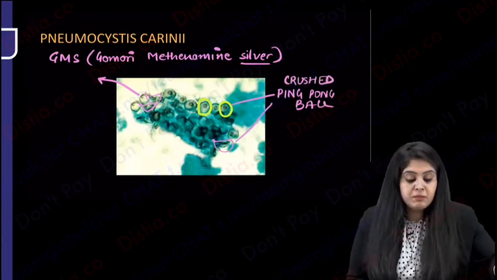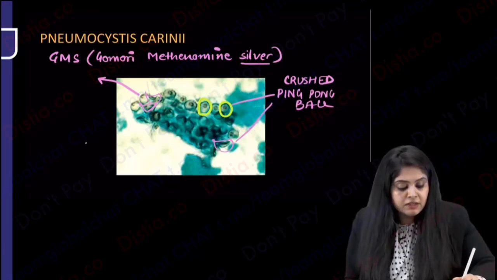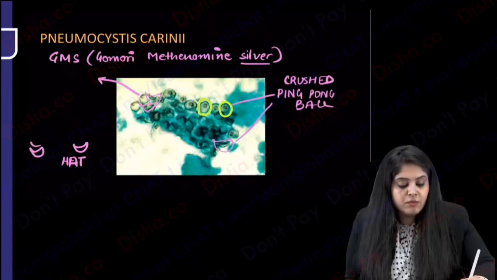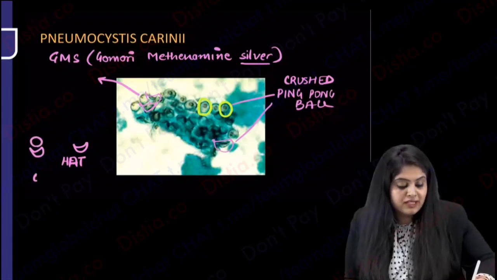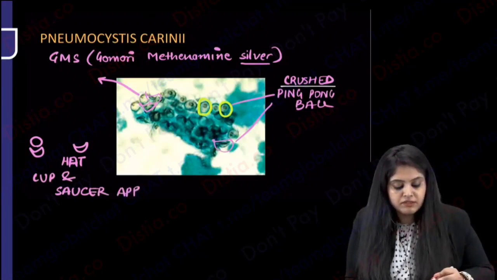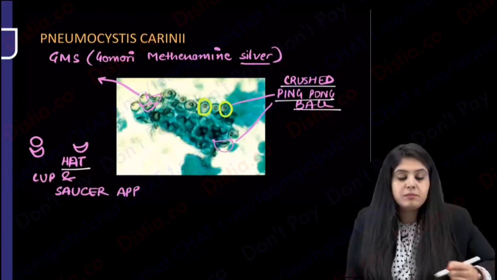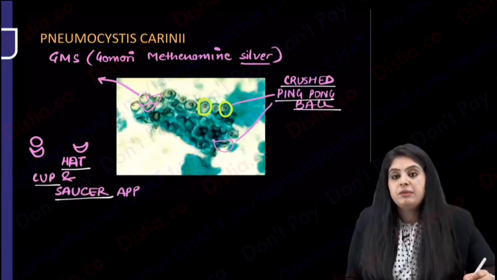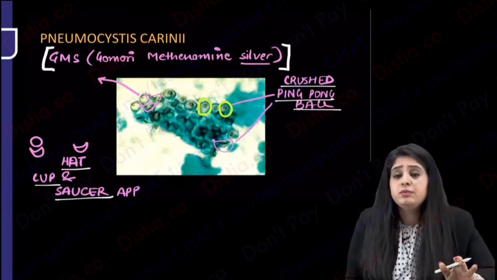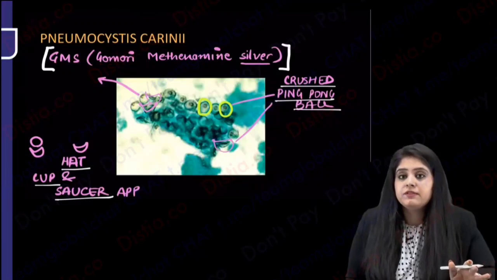But then came the people who are good in imagination. They said it is crushed in a manner that it is looking like a helmet. So they started calling it a helmet or a hat appearance. Then some said some of them are crushed, some of them are round, so it's looking like a cup and saucer. That came across as another name. So repeating once again, there is a crushed ping pong ball appearance. That crushed ball can look like a hat. Some of them look like hats, some of them look like cup and saucer. But the stain is something that they will put up to you, because no gram stain or anything is going to help you. GMS will help you. Gomori methenamine silver will help you.